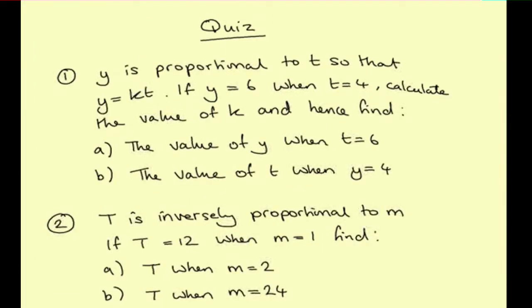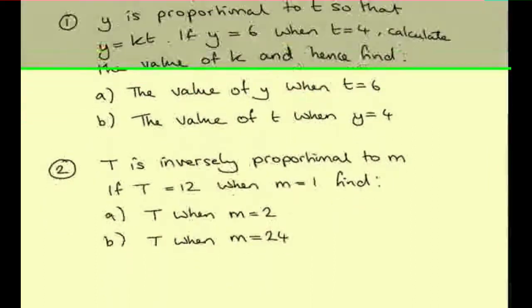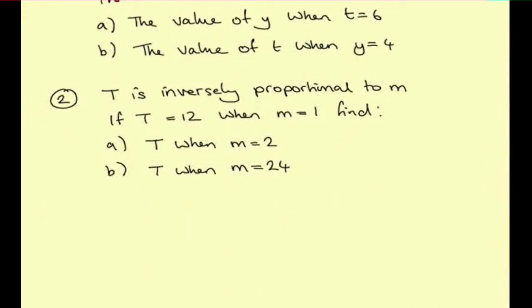Okay, it's time for a quick quiz now. The first question: y is proportional to t so that y equals kt. If y equals 6 when t equals 4, calculate the value of k and hence find A, the value of y when t equals 6, and B, the value of t when y equals 4. Question number 2: t is inversely proportional to m. If t equals 12 when m equals 1, find A, t when m equals 2, and B, t when m equals 24. If you don't want to know the solution to the quiz, press the pause button on your DVD player now.